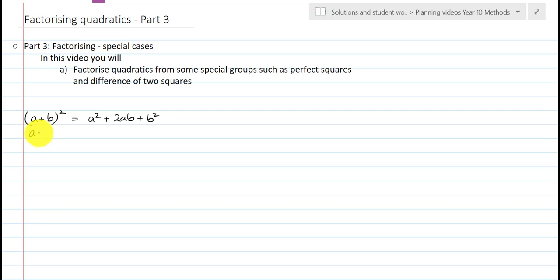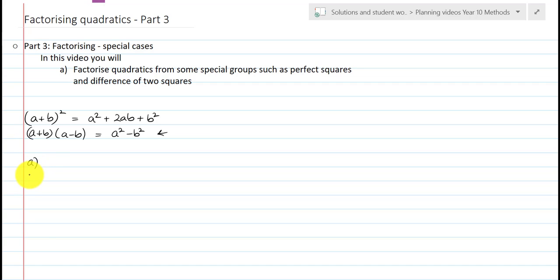The other one was (a + b) times (a - b), a difference of two squares, and that's equal to a squared - b squared. This is the more common one. You'll see that and you'll be able to make a really quick factorisation of that in that form. So let's have a look at some examples of these two.